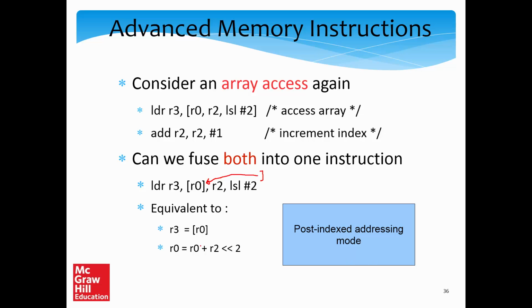So what is this code snippet over here equivalent to? It's equivalent to first reading the contents of R0 into R3, and then computing R0 equals R0 plus the contents of the shifter operand, which is R2 left shifted by 2.